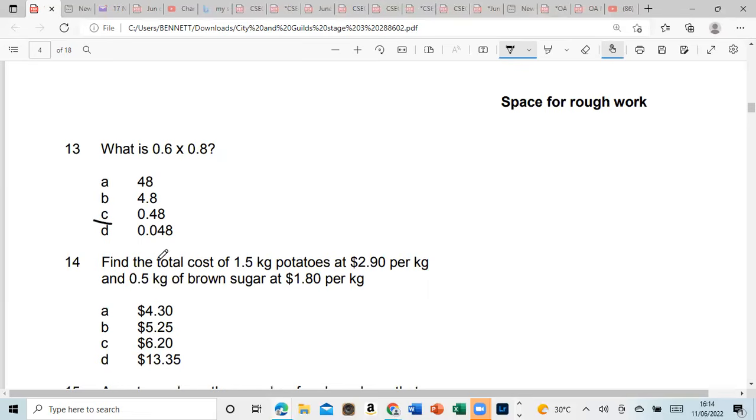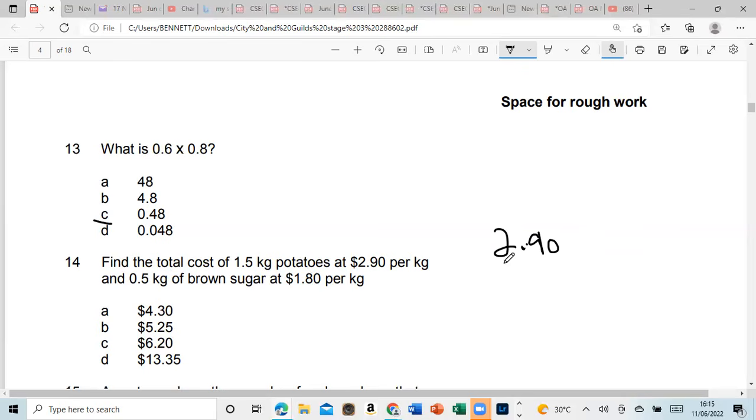Alright, number 14. Find the total cost of 1.5 kilogram of potatoes at $2.90 per kilogram and 0.75 of brown sugar at 1.80 per kilogram. So two things are going on. This one is 1.5, right? And this one is only half. So find the cost of 1 kilogram at 2.9, and then half at 2.9. So this is for 1 kilogram of potato, right?